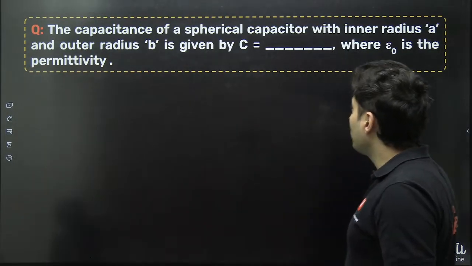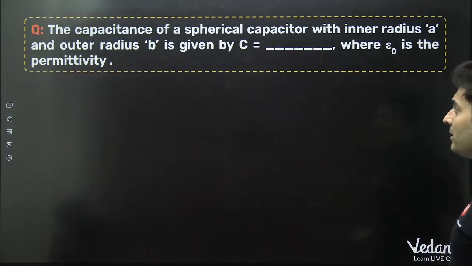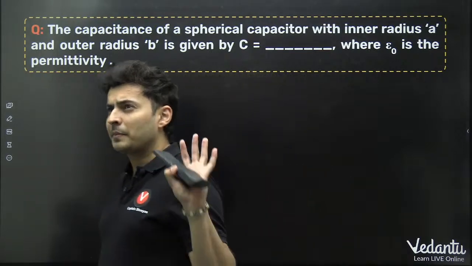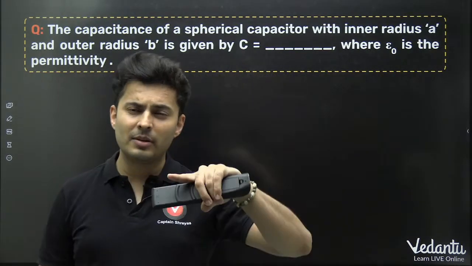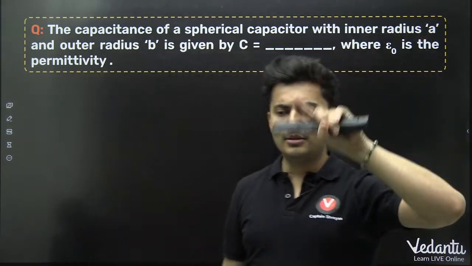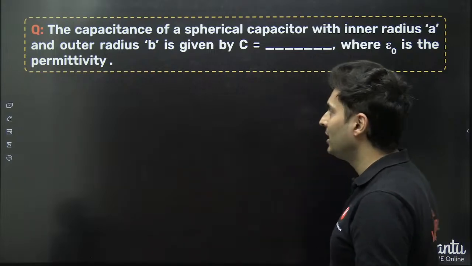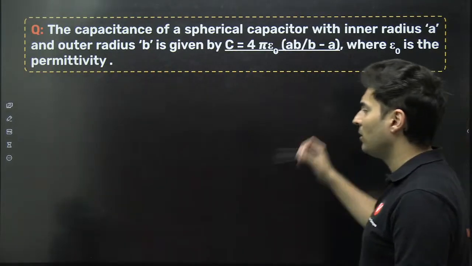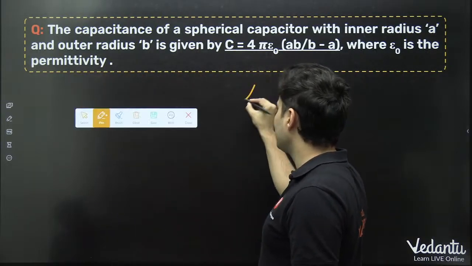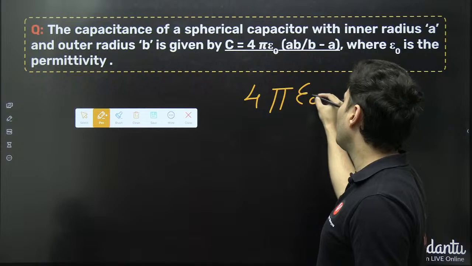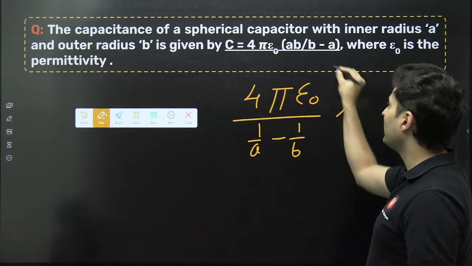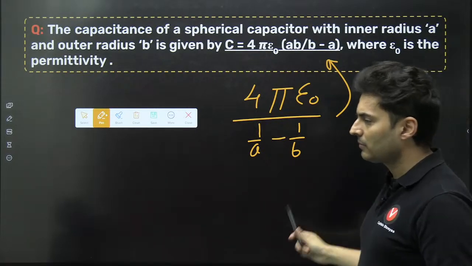The capacitance of a spherical capacitor with inner radius A and outer radius B is given by which formula? For a spherical capacitor, R1, R2 will be there, or A and B. 4 pi epsilon naught will be in the numerator, and in the denominator 1 by A and 1 by B with a negative sign. You can write it like this, or you can also write it as 4 pi epsilon naught divided by (1 by A minus 1 by B). You can take the LCM and you will get exactly this. It's the same thing, right?